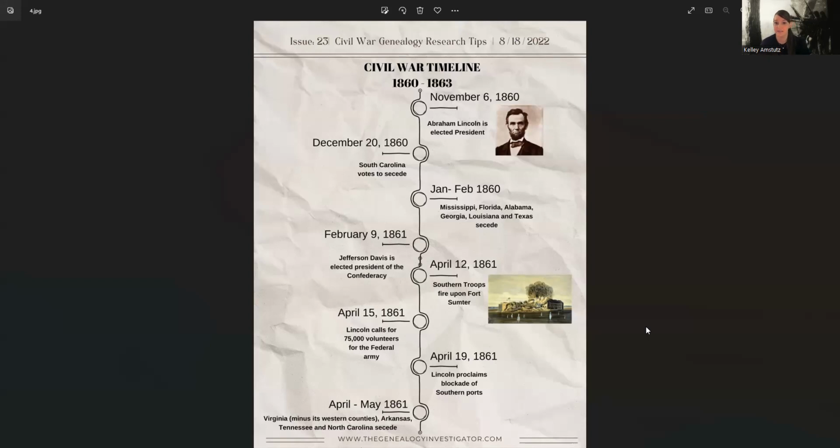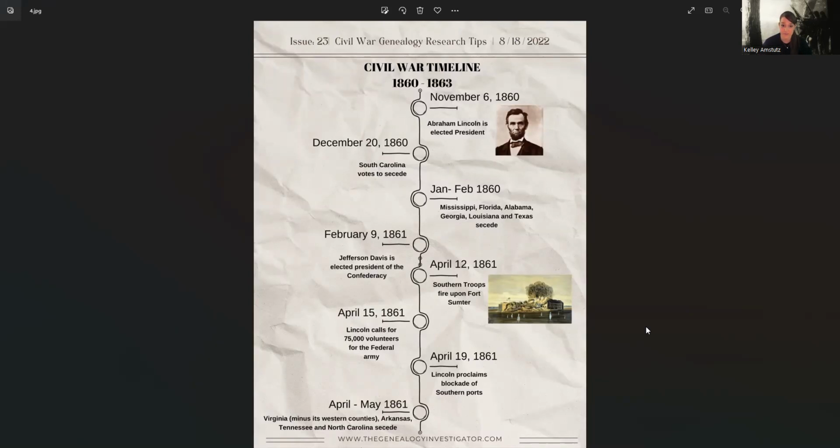November 6, 1860, Abraham Lincoln is elected president. December 20th of that same year, South Carolina voted to secede. Then we move into January and February. It should be 61, I apologize, that's my mistake. Mississippi, Florida, Alabama, Georgia, Louisiana, and Texas secede. And then we go to February 9th. Jefferson Davis is elected president of the Confederacy. This just kind of brings that whole Civil War period to life because it did span from 1860 to 1865.